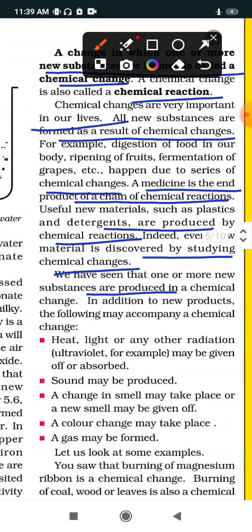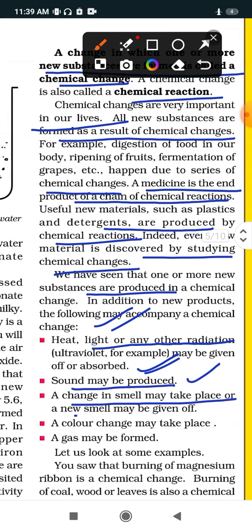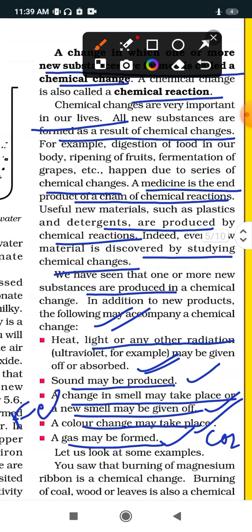In addition to new products, chemical change के साथ heat और light भी produce होगा, तभी वो chemical change है. ठीक है, साउंड भी प्रोड्यूस होगा. अ चेंज इन अ स्मेल टेक प्लेस देन वो केमिकल चेंज होगा. कलर में चेंज होगा देन वो केमिकल चेंज होगा. गैस फॉर्म होगा, जैसे वहाँ पे कार्बन डाइऑक्साइड फॉर्म हो रहा था, कलर में चेंज हो रहा था. ठीक है, आयरन सल्फेट फॉर्मेशन हो रहा था. ठीक है, सो ऑल दिस आर द प्रॉपर्टी ऑफ केमिकल चेंजेस.